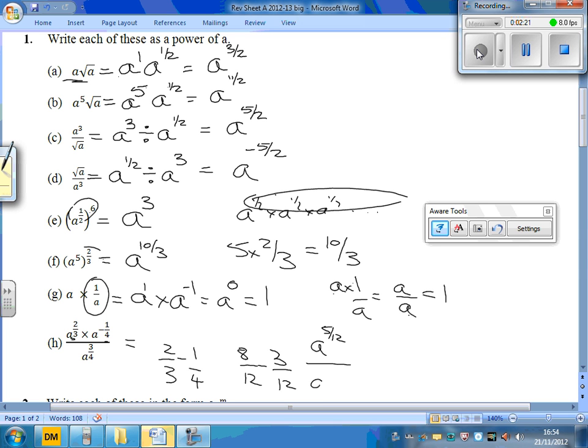And we're dividing by a to the power of 3/4, so we're doing take away again. Let's put 3/4 into twelfths again, that's 9/12. Take them away gives us a to the power of minus 4/12, or a to the minus 1/4.